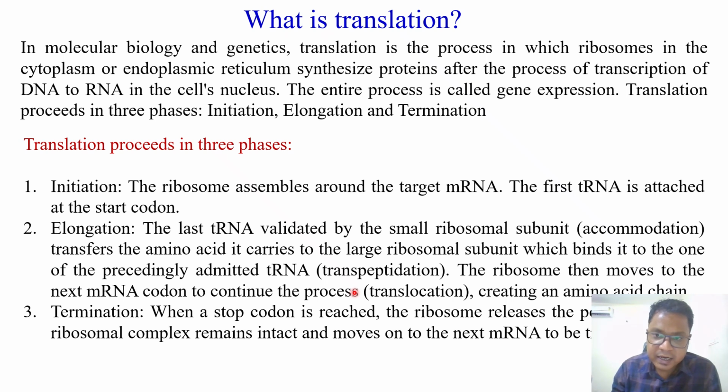The first tRNA is attached at the start codon AUG, the methionine amino acid, and then elongation. The last tRNA is validated by the small ribosome subunit, which transfers the amino acid it carries to the large ribosome subunit, which binds it to the proceeding amino acid on the transcript RNA. The ribosome then moves to the next mRNA codon to continue the process. This is called translocation, creating the amino acid chain.